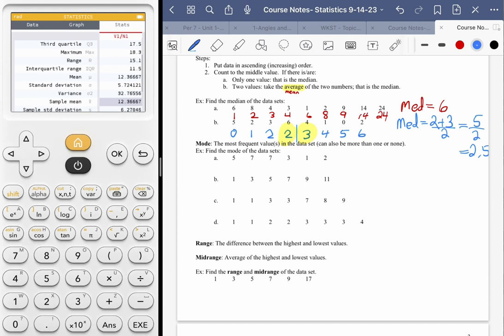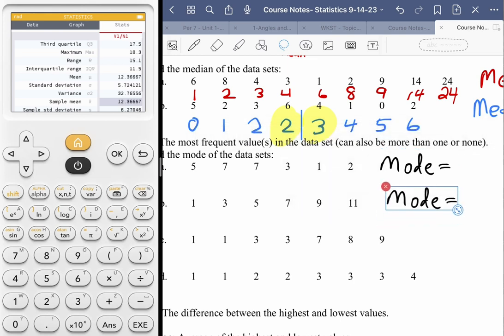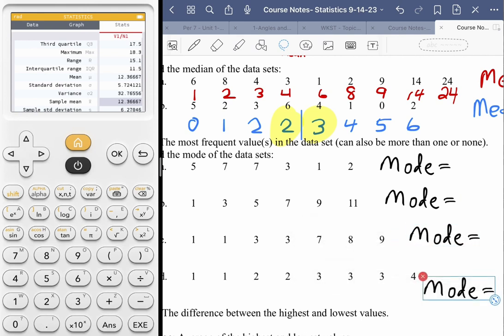The mode is the most frequent value or values in the set, right? So there could be none, there could be more than one. So I want to find the mode of these 4 data sets. I did 4 examples here because each one brings a little something different to the table. To the best of my knowledge, there is no abbreviation for mode. So mode equals, and then you just look for the most frequent value in the set, bearing in mind that there could be more than one or none.